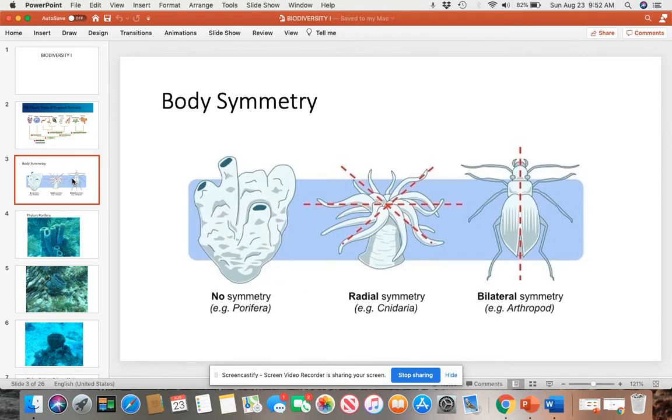So with body symmetry, we will talk about sponges in phylum Porifera, which have no body symmetry. In other words, they are asymmetric. We will look at 2 phyla, phylum Cnidaria and phylum Echinodermata, with radial symmetry. In other words, there's a central point and body parts radiate from that central point. And then for the most part, bilateral symmetry is seen in the other phyla, where there's an equal left and right side.